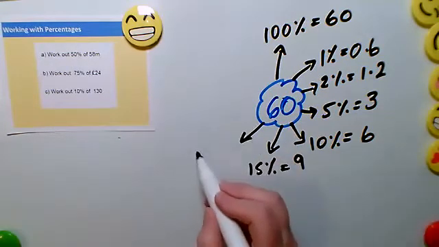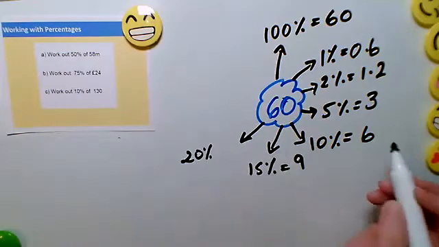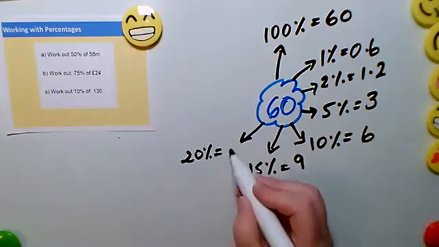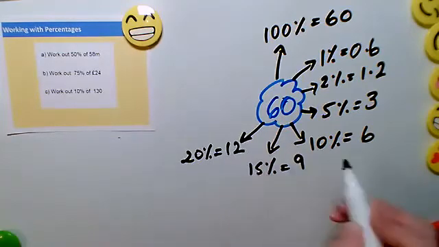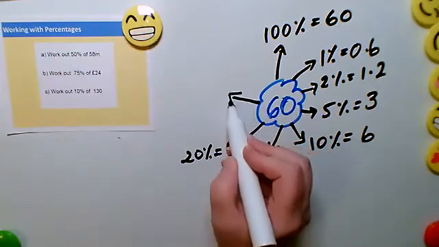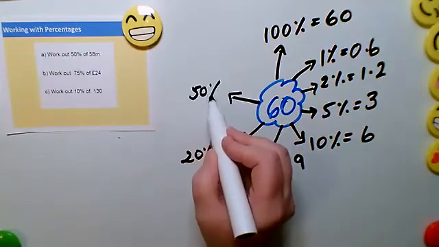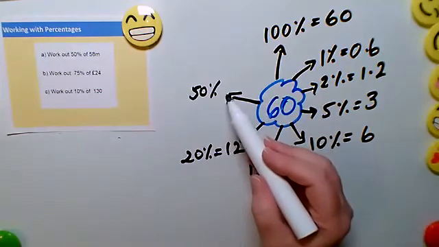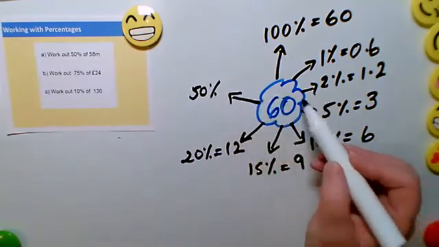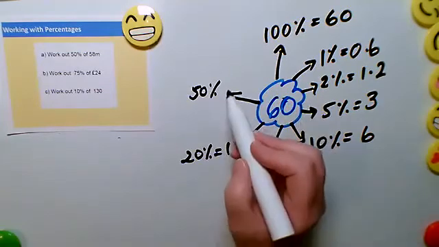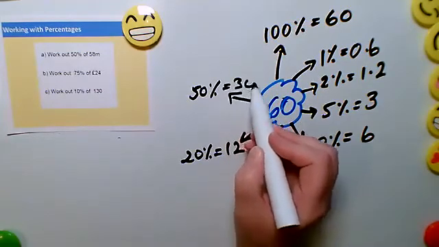Let's see if we can work out what 20% is. From what we've already got, we know 10% is 6, so 20% is going to be double 6. 20% is 12. Okay, what about 50%? 50%, another common percentage you might be asked to find. 50%, most people will automatically halve that number. So half of 60 is 30.